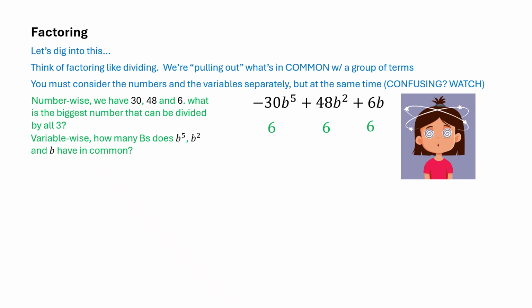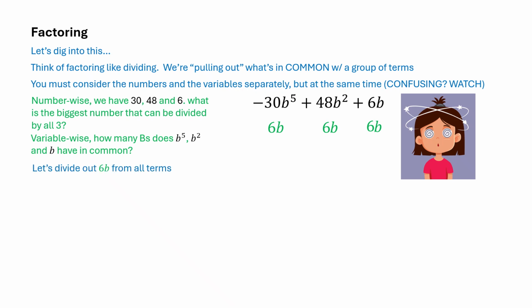Variable-wise, how many b's do b to the 5th, b squared, and b have in common? Did you guess just 1 b apiece? The best way to figure this out is always go by whoever has the lowest. In this case, b, our last term, is the most he can give, and so at the minimum, that is what all of them can give.